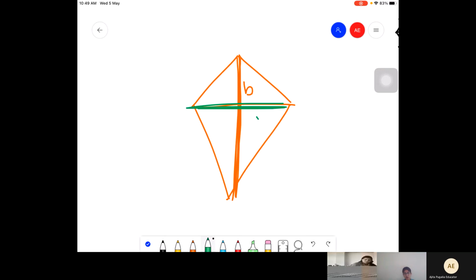Let's say this is B and this is A. So half into A into B is the area of the kite. Okay. Yeah. Okay, give me a second. I'll share a few screen questions where you need to figure out the area of the shapes.